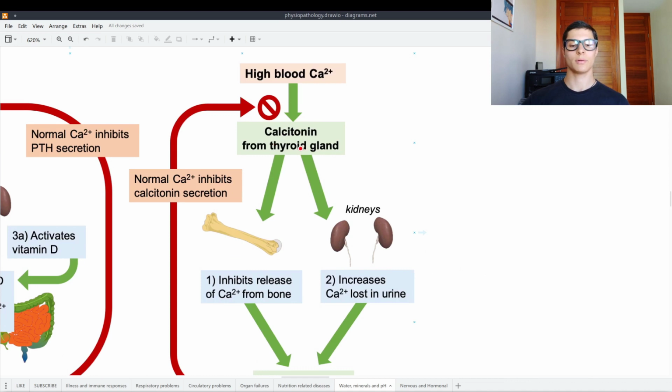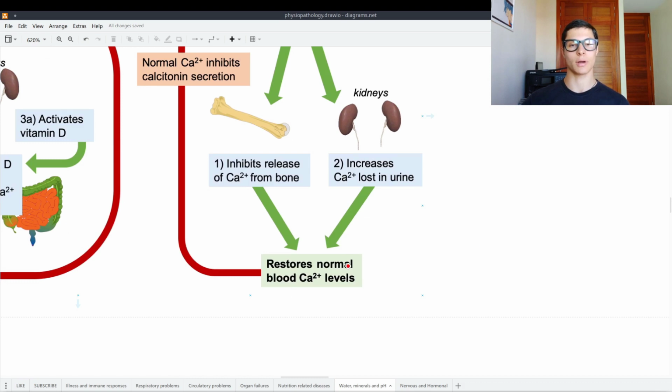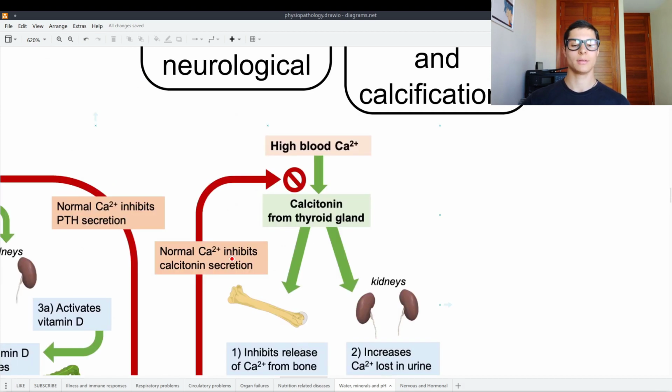On the other hand, a high blood calcium, the calcitonin starts to act. So from the thyroid gland, it will inhibit the release of calcium from the bone, and in the kidneys, it will increase the calcium lost in the urine. These two things will restore the normal calcium levels in the blood, and this will inhibit the calcitonin secretion.